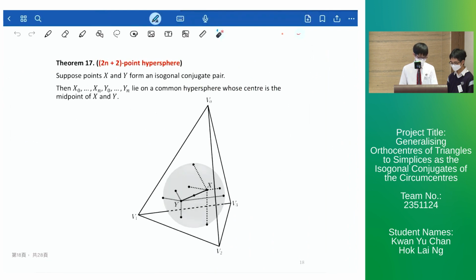We close this section with the following generalization of a well-known result from 2D. Theorem 17. For 2 points X and Y forming an isogonal conjugate pair, their projections, Xi's and Yi's on all the extended facets, 2n plus 2 points in total, all lie on a common hypersphere whose center is the midpoint of X and Y.